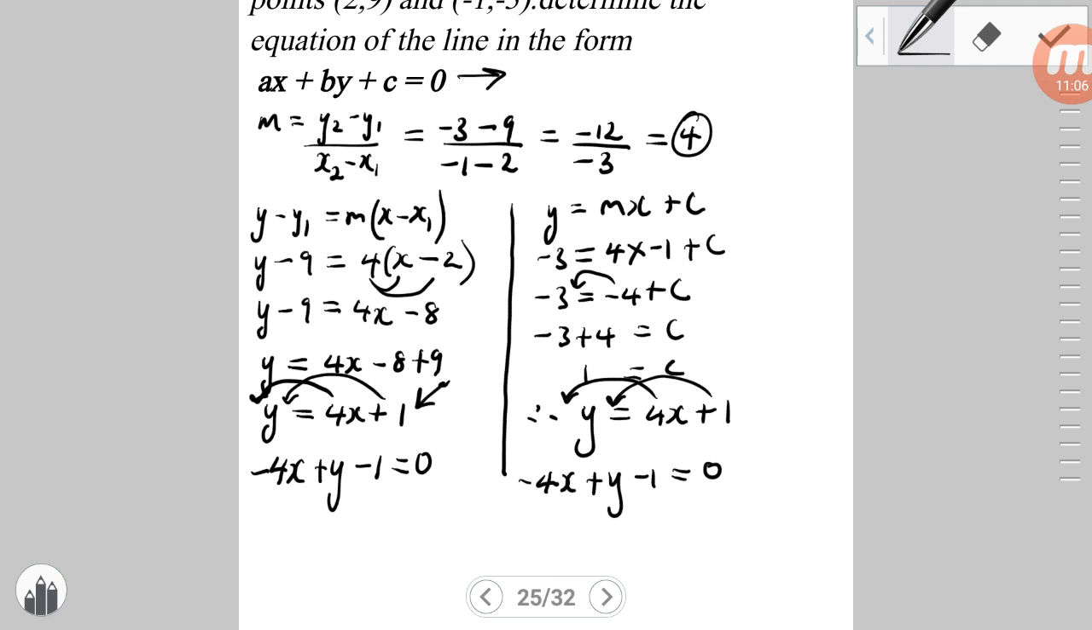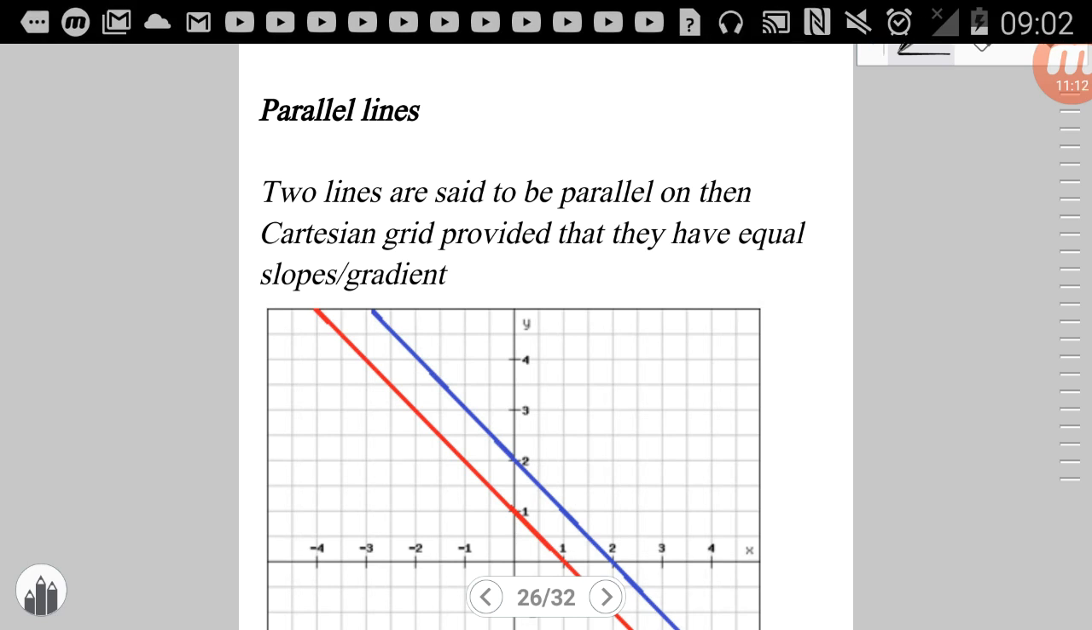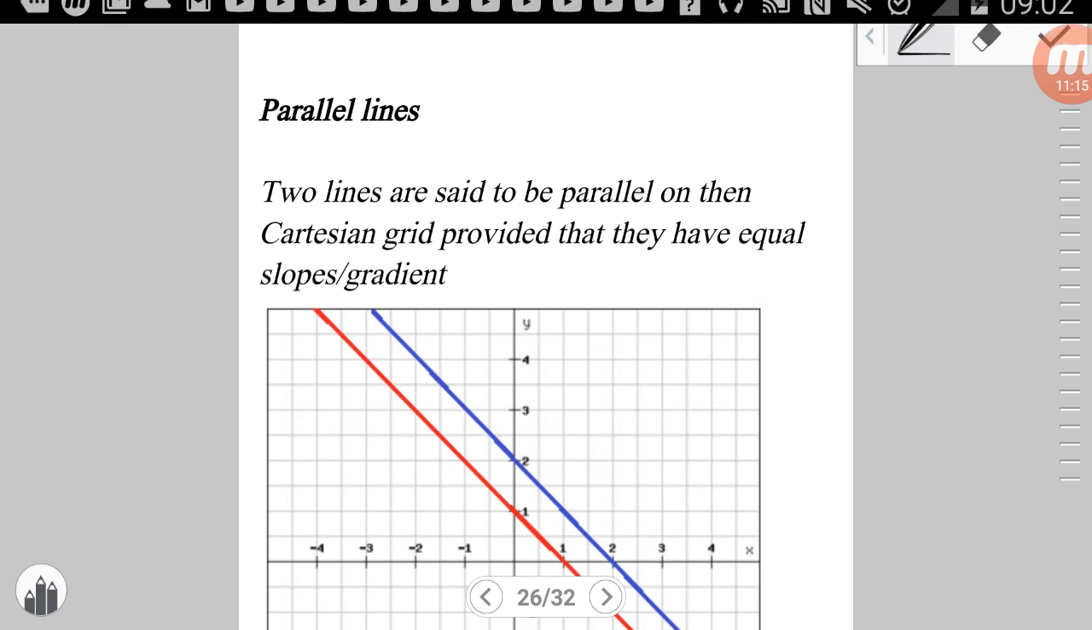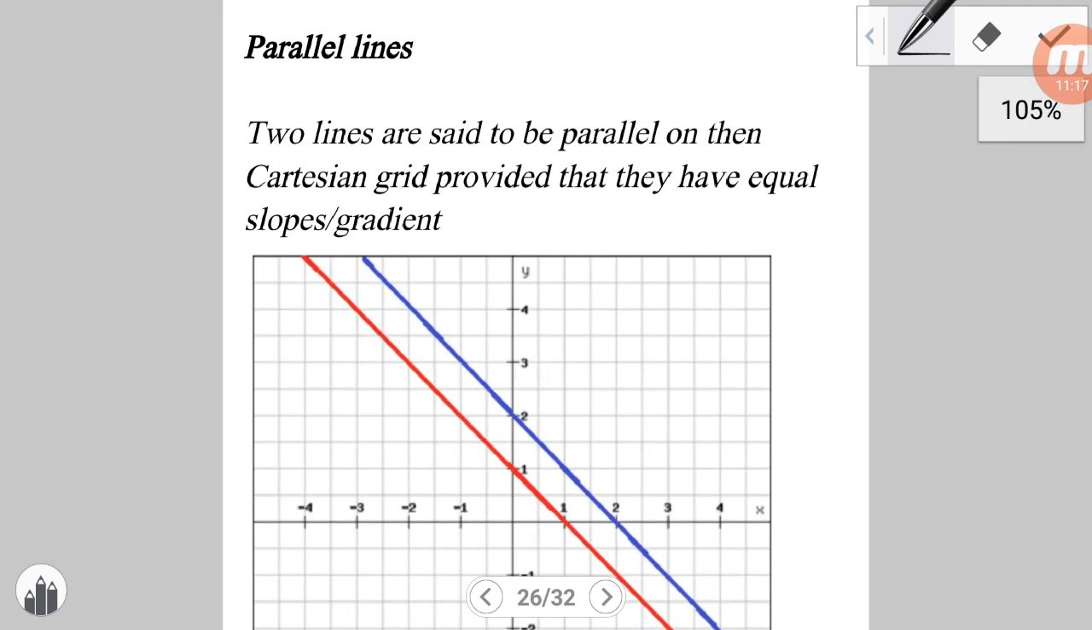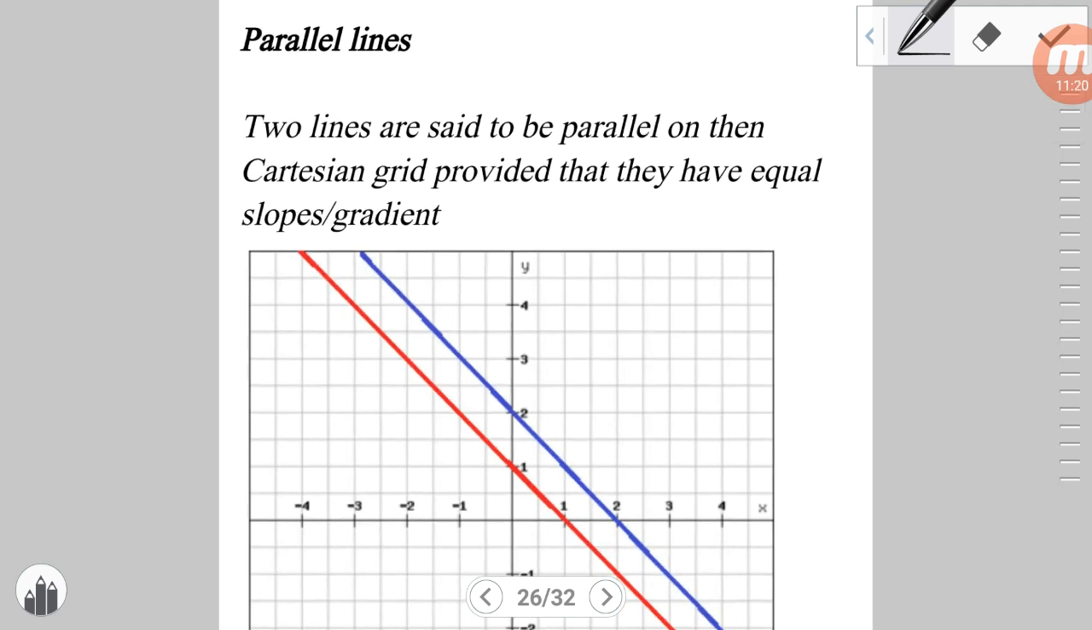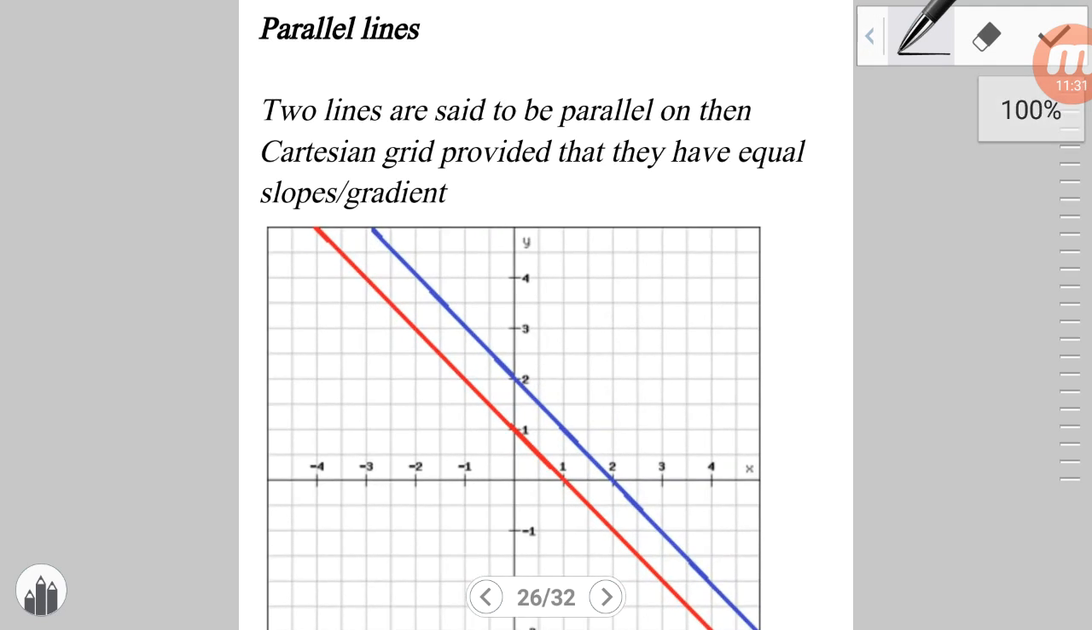Alright, so we're going to jump into the real essence of what this particular upload is about, and we're going to be talking about parallel lines. What exactly are parallel lines? We're going to take a look at that. Now, parallel lines are lines that are traveling in opposite or same direction without meeting. What does this mean for us in coordinate geometry? This simply means that two lines are said to be parallel on the Cartesian grid, provided that they have equal slopes, or rather, equal gradients.